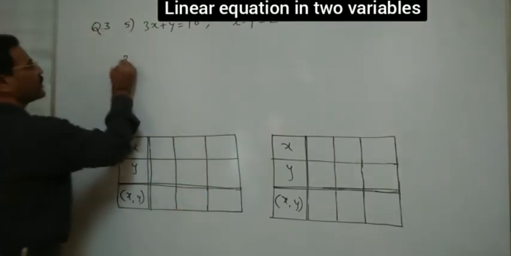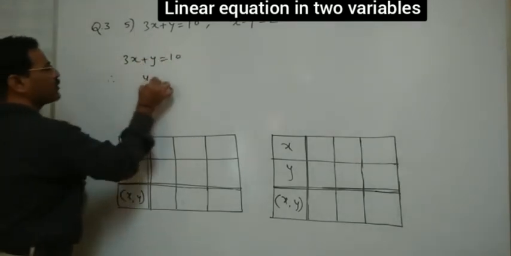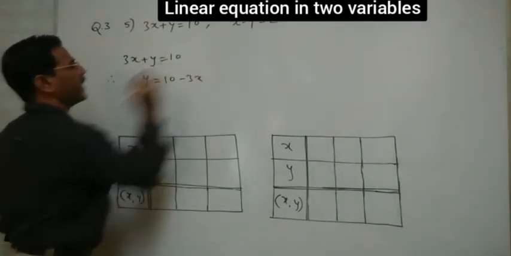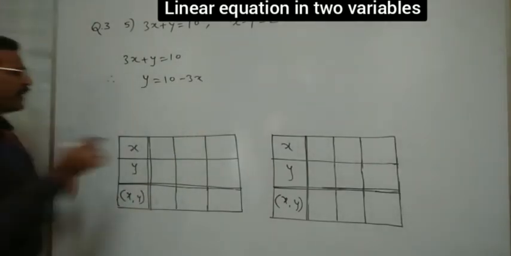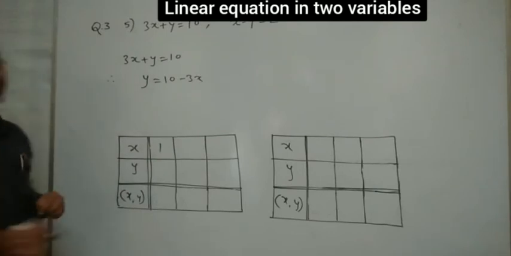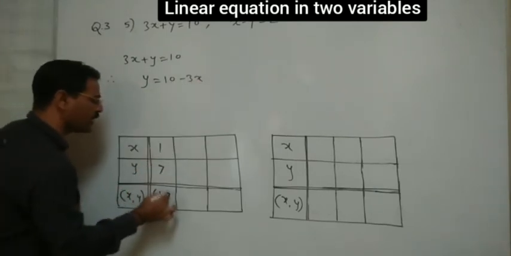Okay, I'll take the first one: 3x plus y equal to 10. Writing in y form, y is equal to 10 minus 3x. Now, we are going to put the value of x here. We will put any value. I'll put 1. 3 times 1 is 3, 10 minus 3 is what? 7. So here it is (1, 7).